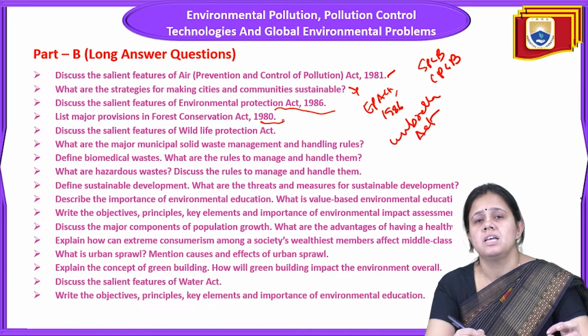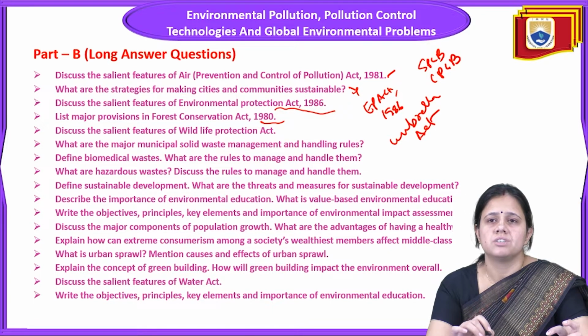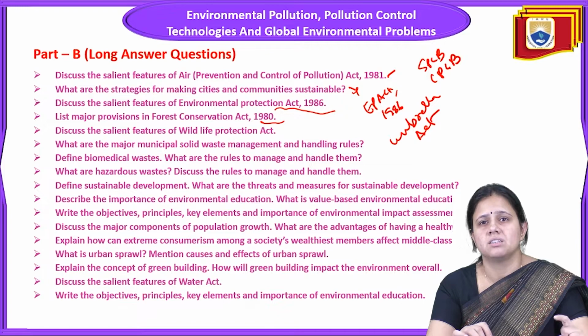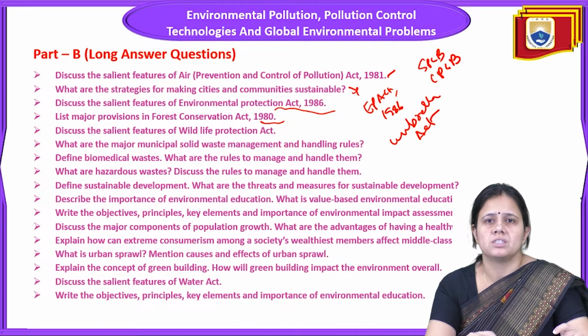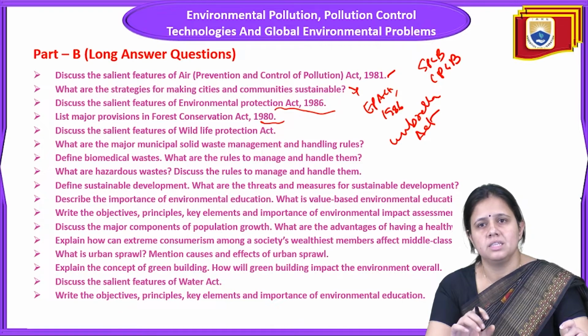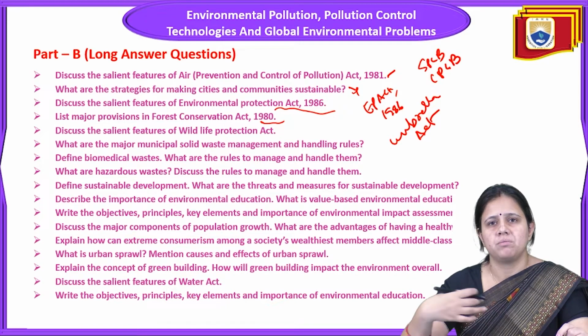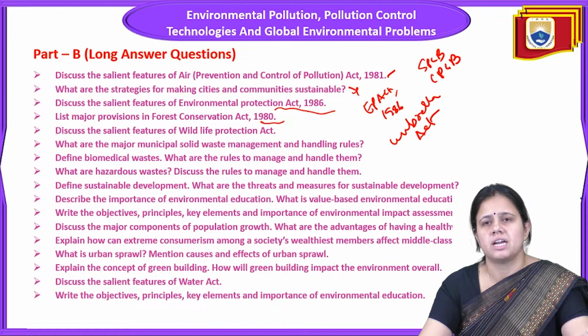Different provisions have been given in the Forest Conservation Act 1980, like conservation of wildlife, conservation of forest resources, and protection of natural resources. All these things you have to discuss, like the different objectives and the main features of this act. Discuss the salient features of the Wildlife Protection Act. In this question also, you have to discuss the salient features related to the Wildlife Protection Act.